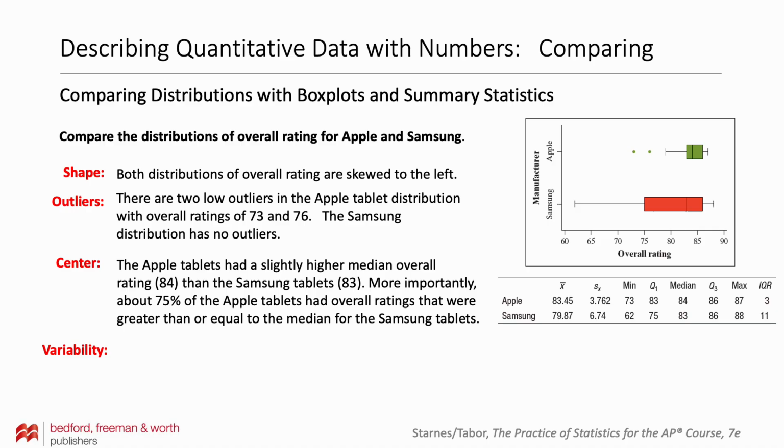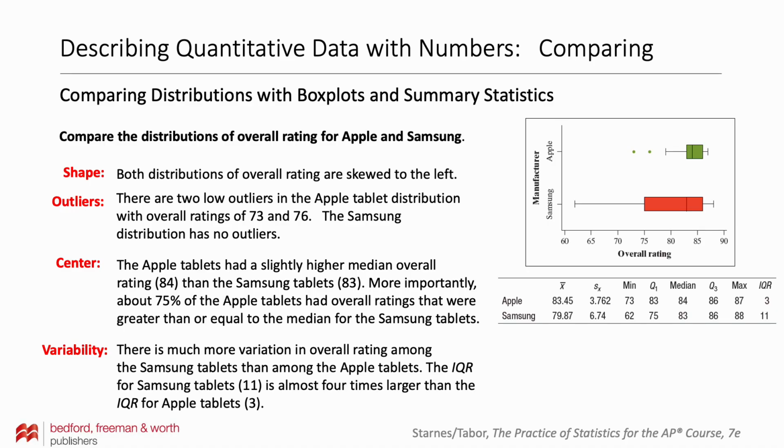And then the spread, which talks about the variability. Here, there's much more variability in overall ratings among the Samsung tablets than among the Apple tablets. The IQR for Samsung tablets is 11, almost 4 times larger than the IQR for Apple tablets, which is 3. Now, again, I want to stress this because it is important to use comparative language. If you don't use it, they will not give you credit if you just list what each of them are. You do have to use something is greater, something is less than, but you do need to use comparative language.